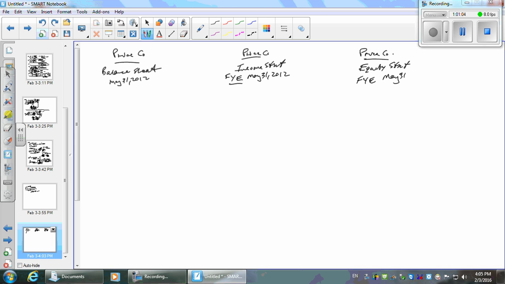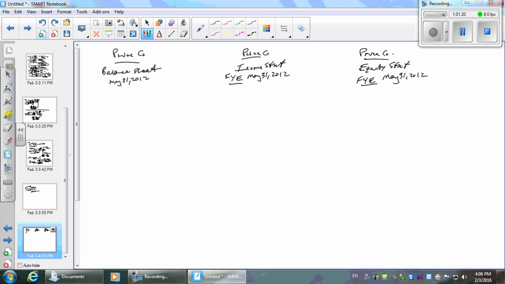Why would there be an equity statement? Because in the book they did it, so I don't know if I asked for it on the test or not. I might have. Doesn't matter. You'll know how to do it anyway, right? We had problems where you did it.